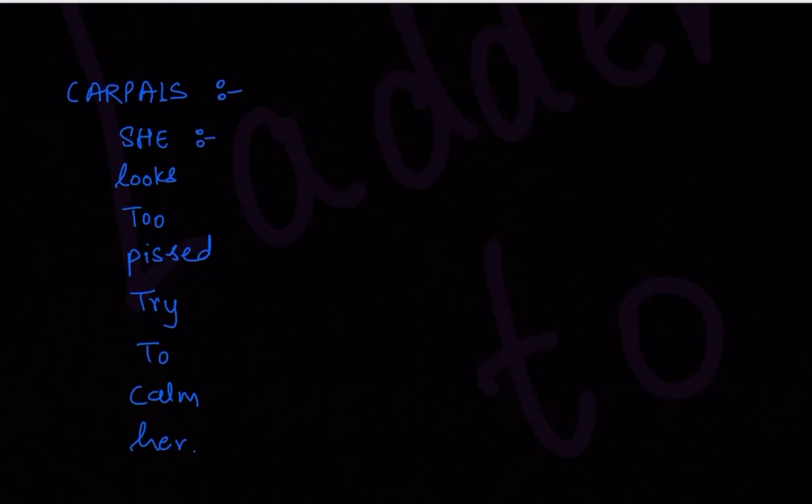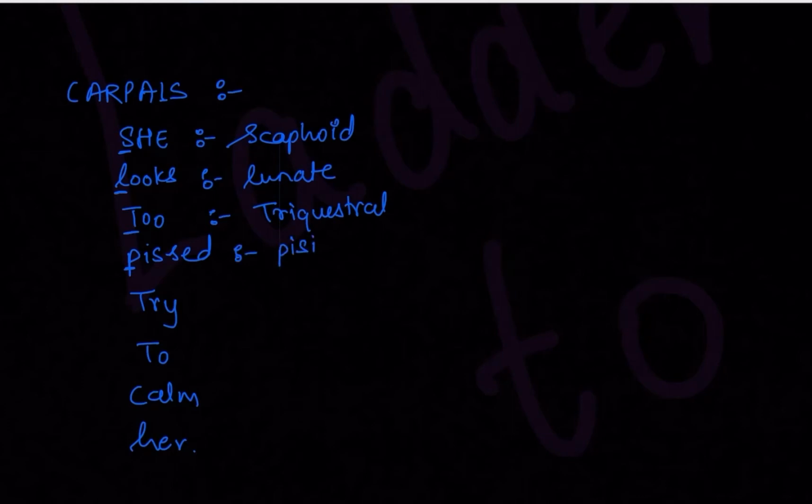Okay. So here S stands for scaphoid. L stands for lunate. T stands for triquestral. P stands for pisiform. So till P, you have to remember these are proximal. Till P, P for proximal, P for pisiform.